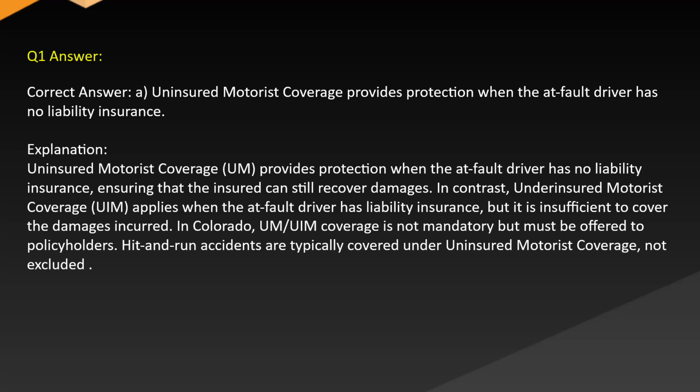Explanation: uninsured motorist coverage provides protection when the at-fault driver has no liability insurance, ensuring that the insured can still recover damages. In contrast, underinsured motorist coverage applies when the at-fault driver has liability insurance, but it is insufficient to cover the damages incurred. In Colorado, coverage is not mandatory but must be offered to policyholders. Hit-and-run accidents are typically covered under uninsured motorist coverage, not excluded.